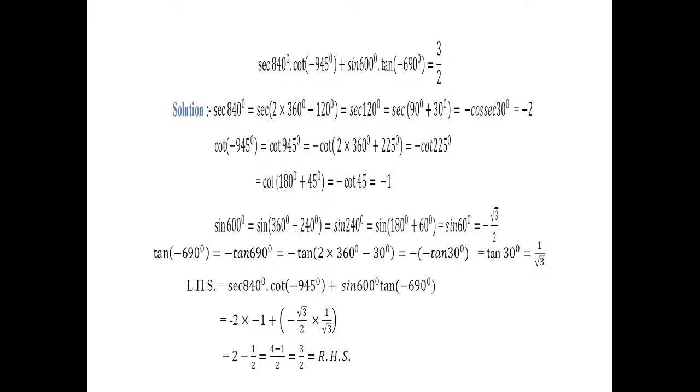945 degree minus 1 sin 600 into tan of minus 690. Putting the values, we get minus 2 into minus 1, that is 1, minus √3/2 into 1/√3. √3 cancel, minus 1/2. So 4 minus 1/2 is 7/2, which is equal to RHS. Next example.